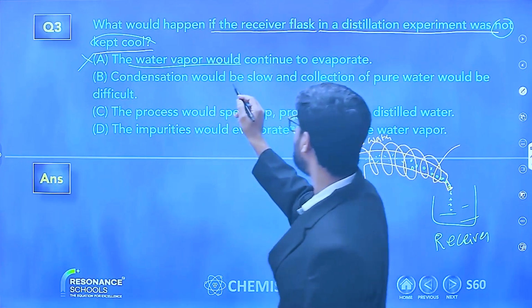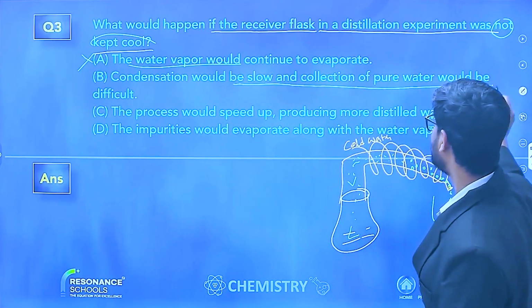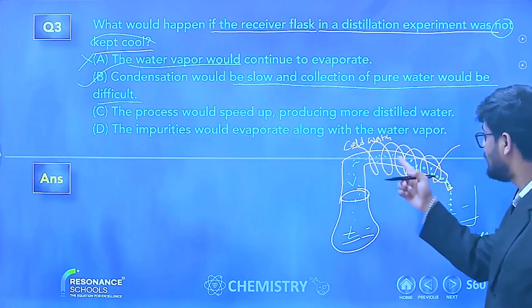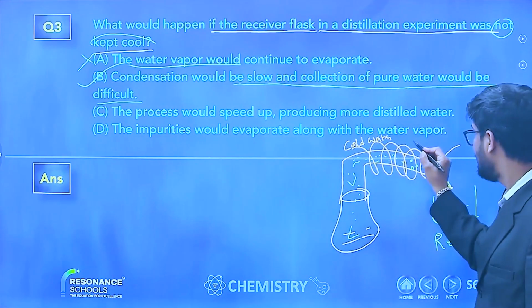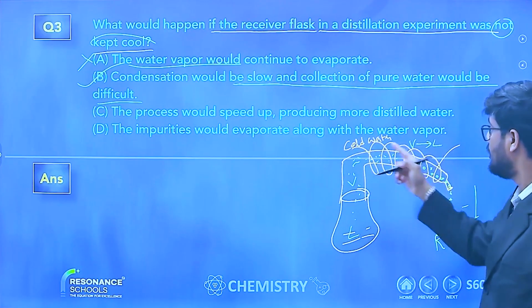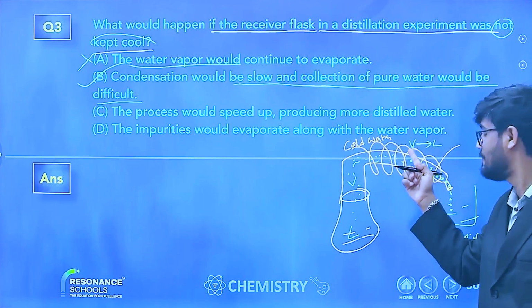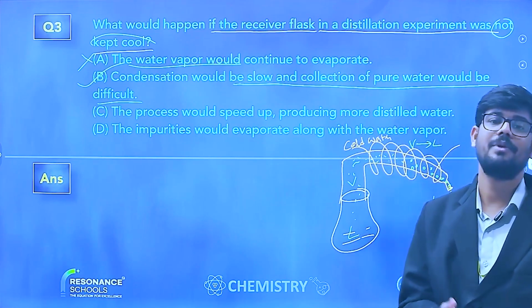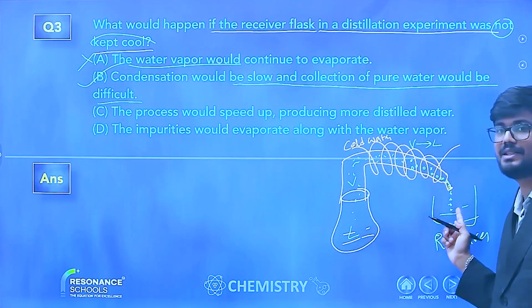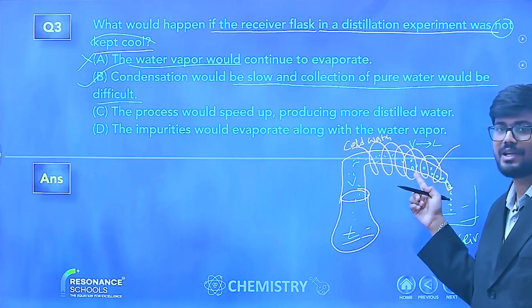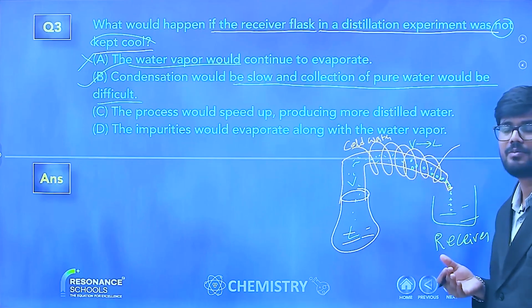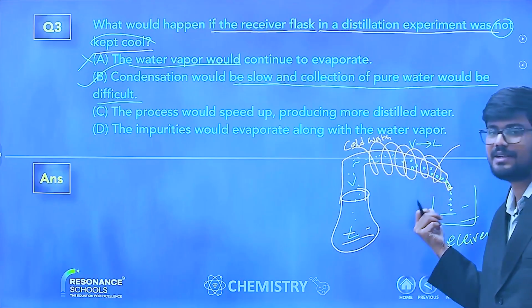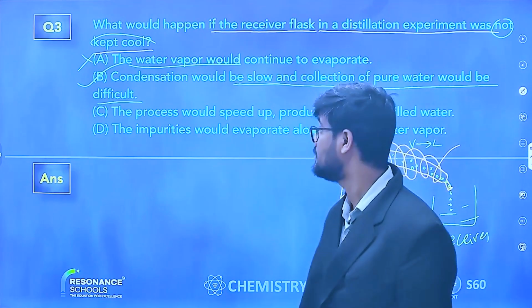Next, condensation would be slow and collection of pure water would be difficult. Yes, because this is the condensation, right? So here that vapor is converting to liquid. If we use cold water, then this vapor into liquid conversion will become very easy. So easily vapor will be converted to liquid and you can easily collect this liquid. But if you don't use cold water here, then vapor cannot be easily converted to liquid, right? So it will be difficult for this condensation process. So B is the correct answer.